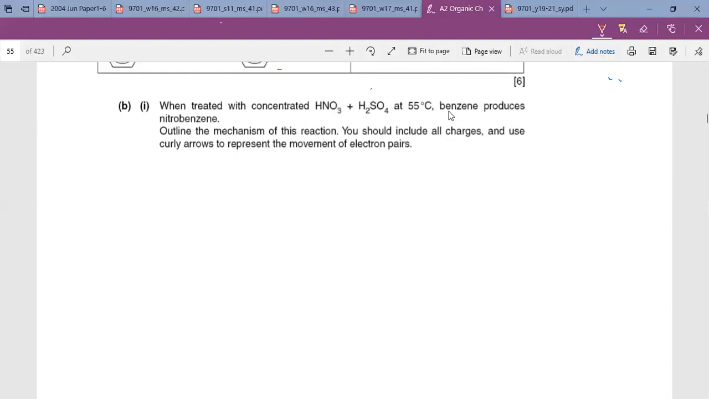Okay, this is your reagents, concentrated, and your 5 is called the conditions. Benzene produces nitrobenzene. It's very important that you write down the equation: C6H6, benzene, plus HNO3, and from here you can put down concentrated.